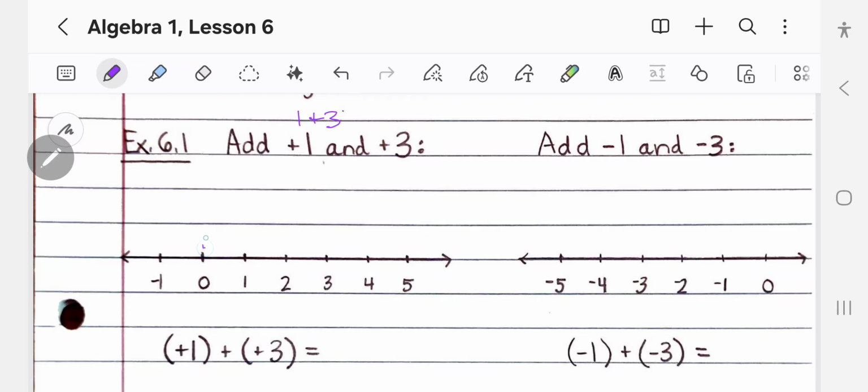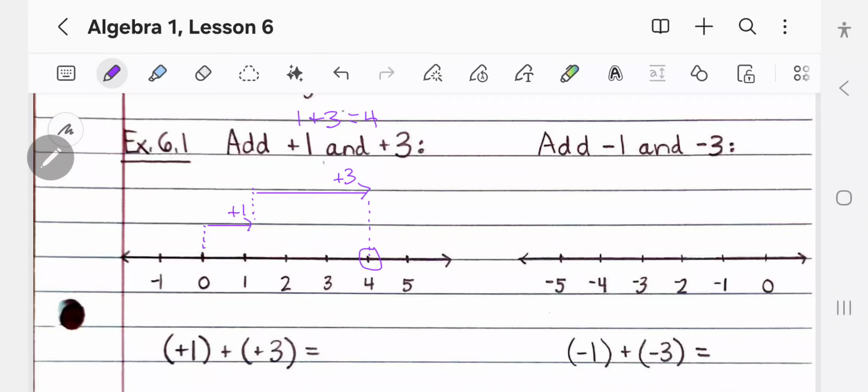So we always start at the origin, or 0, and then I'm going to go the distance of the first number, +1, so that's 1 in the positive direction. And then I'm going to pick up from that spot and go +3, so 3 more in the positive direction. And that leaves me here at 4. And I can see that the answer is 4.